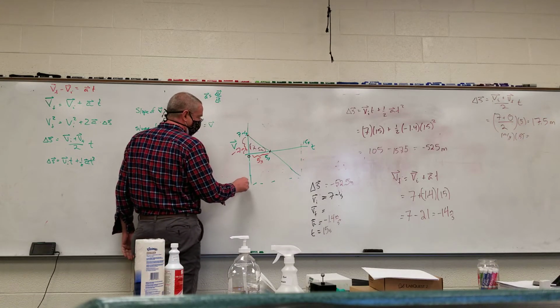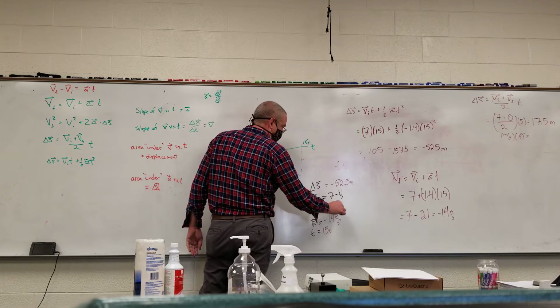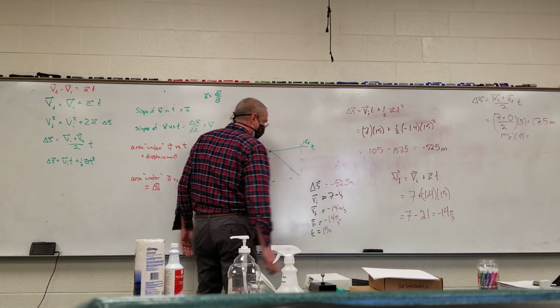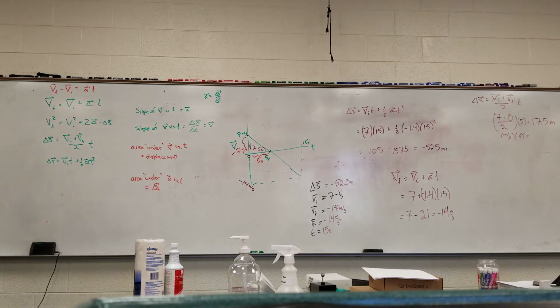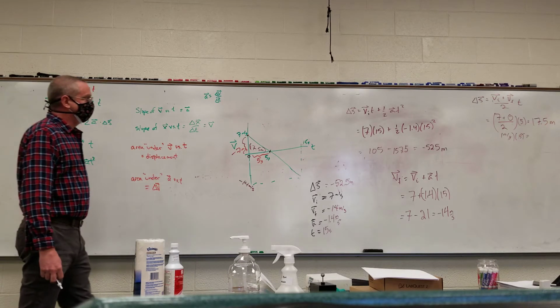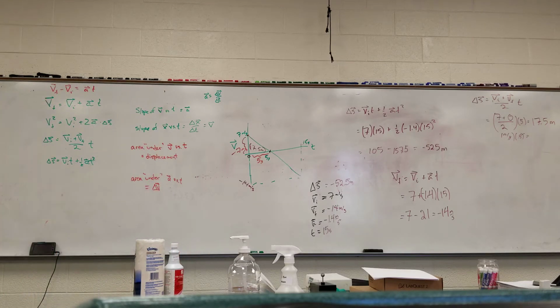So this is negative 14 meters per second. Give people a chance to write down. The question to think about, once you have it written down, is what is the displacement from 5 seconds to 15 seconds? So during that last 10-second interval, what is the displacement?